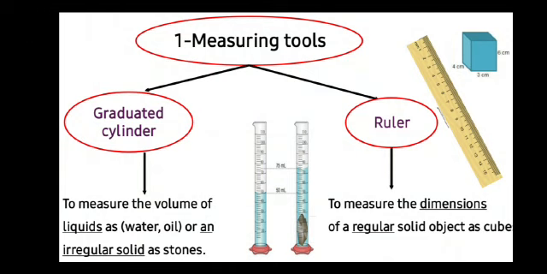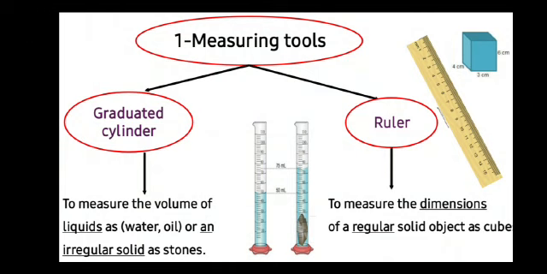Pay attention with me. The graduated cylinder measures the volume of liquids and irregular solid objects, like a stone without a definite shape. There are no dimensions for the irregular shape, so I can put it in the graduated cylinder to know its volume. But I can use the ruler to measure the dimensions of regular solid objects.